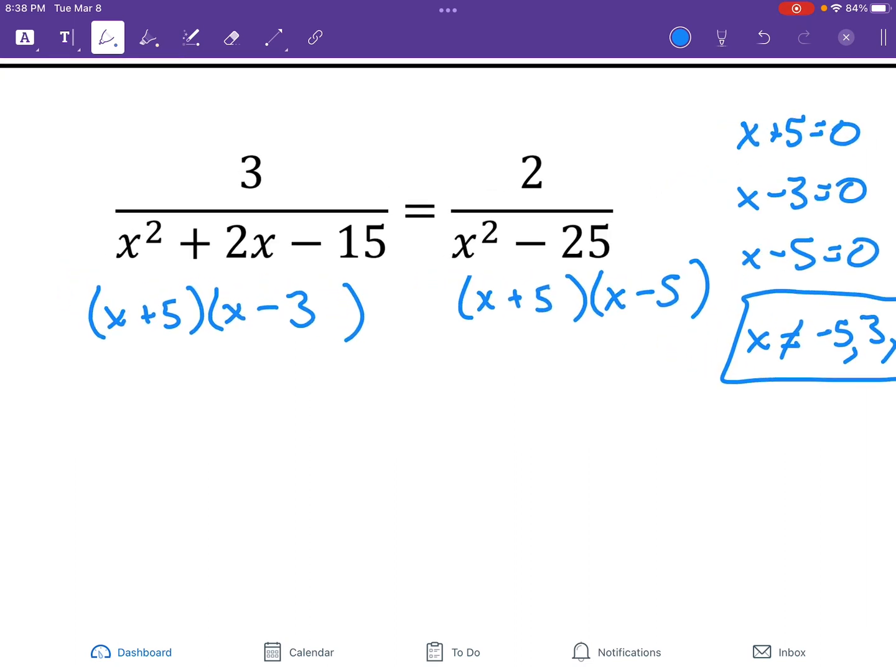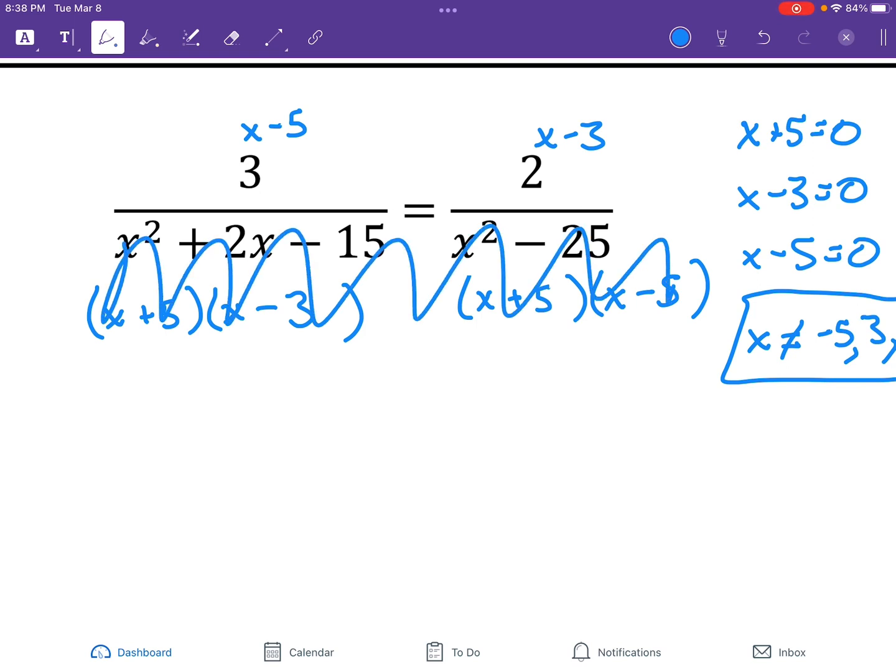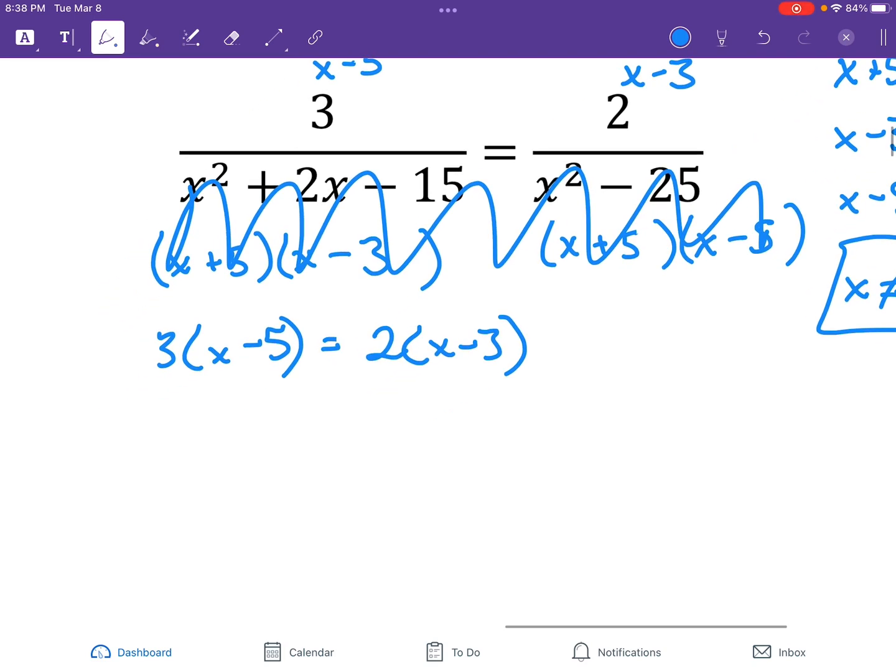All right, now we're looking at what's missing. So we have x plus 5 and x minus 3 on the left. It is missing an x minus 5 from the right side. On the other side, we have x plus 5 and x minus 5. It is missing an x minus 3. Now we're done with that. We can get rid of the bottoms. So we have 3 times x minus 5, and that equals 2 times x minus 3. We distribute. So we get 3x minus 15 equals 2x minus 6.